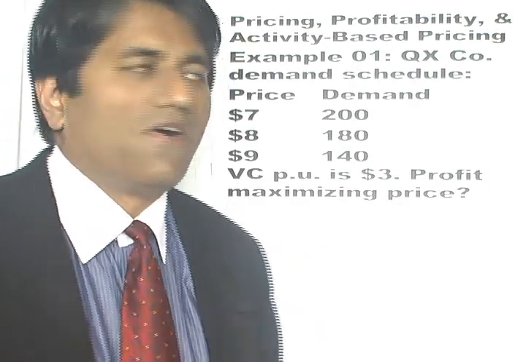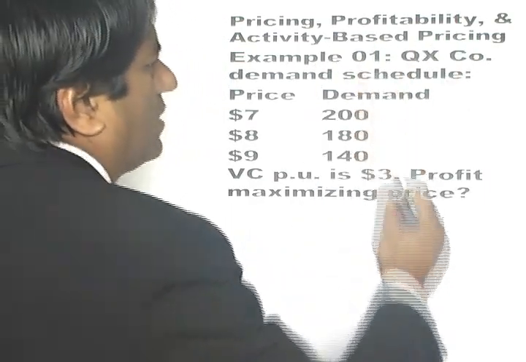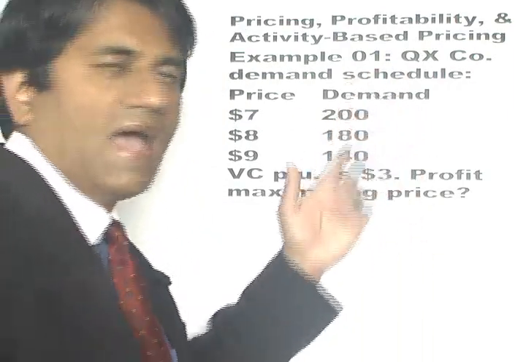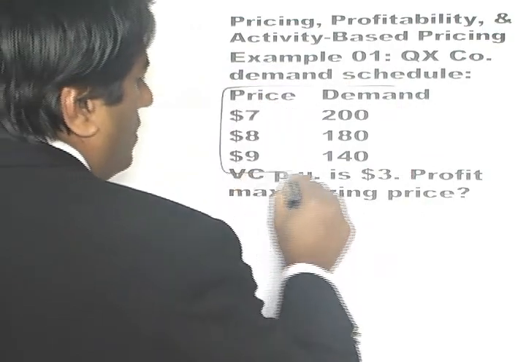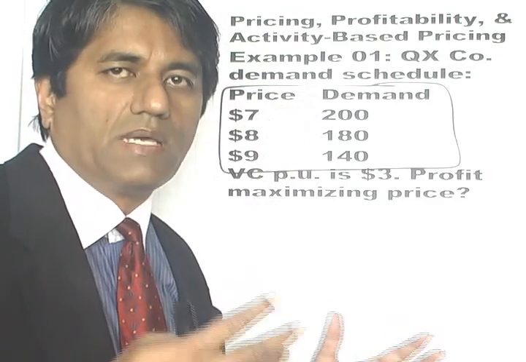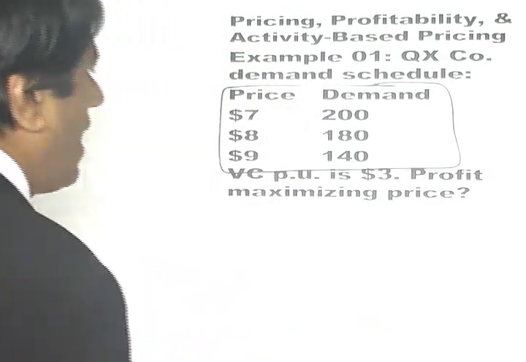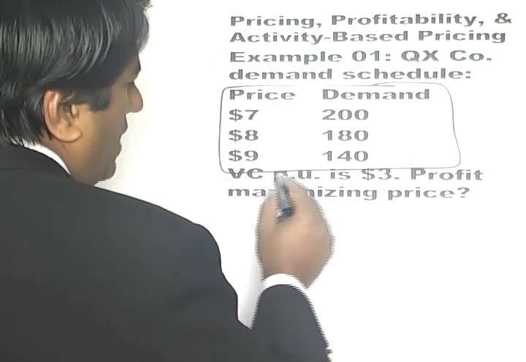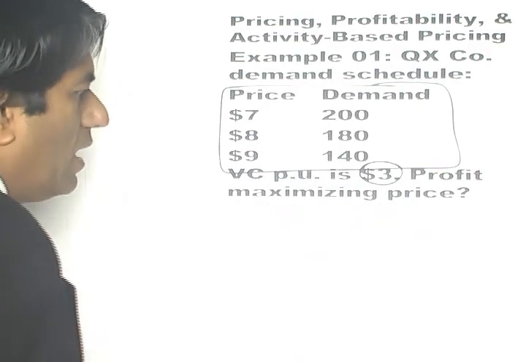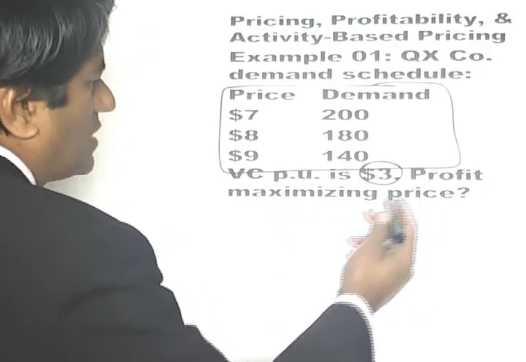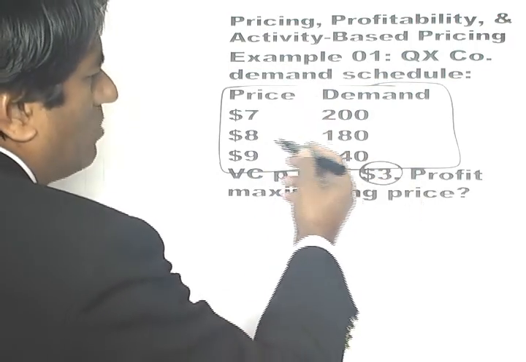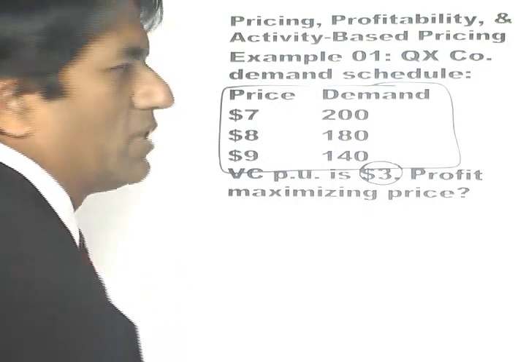In this chapter for pricing profitability and activity-based pricing, we start with an example where a firm has this demand schedule. A demand schedule is for different demands, what the prices the firm can obtain for its product. And you're also told that the variable cost per unit is $3. The question is, what is the profit maximizing price? So you have these three different prices, and you have to find which price will give you the maximum profits.